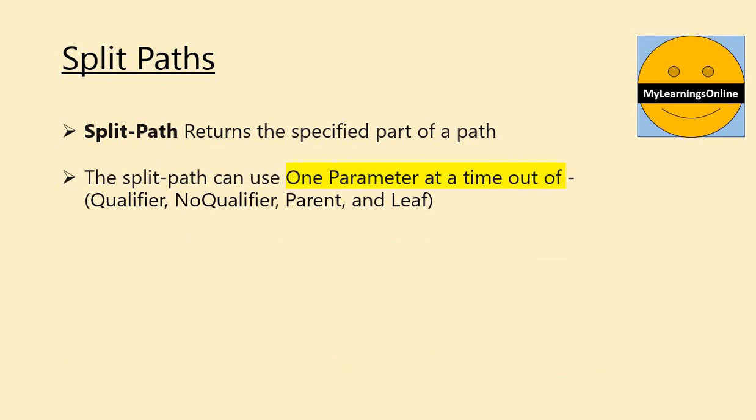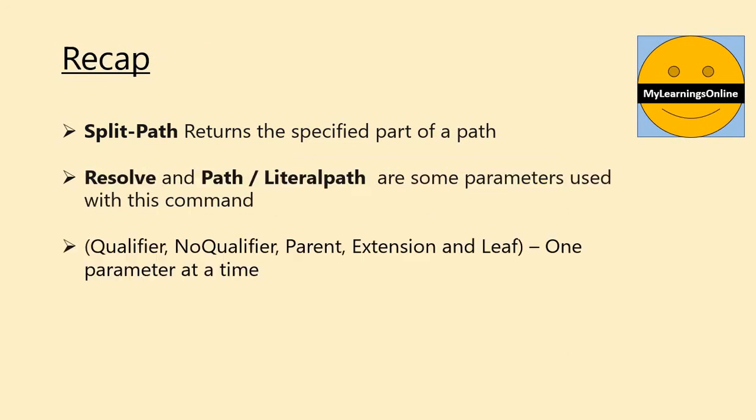One thing to make a note of is that we can use only one parameter at a time out of these listed parameters. These parameters are qualifier, no qualifier, parent and leaf. Now let's recap. Split-Path returns the specified portion of a path. Resolve and path or literal path are some parameters used with this command. Qualifier, no qualifier, parent, extension and leaf. We can use one parameter at a time out of these parameters.